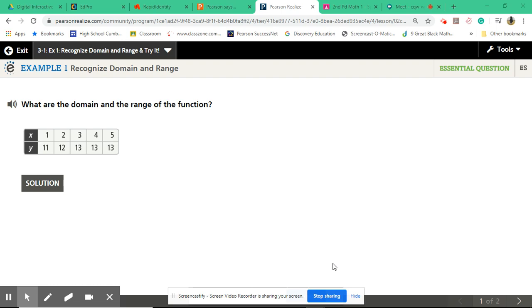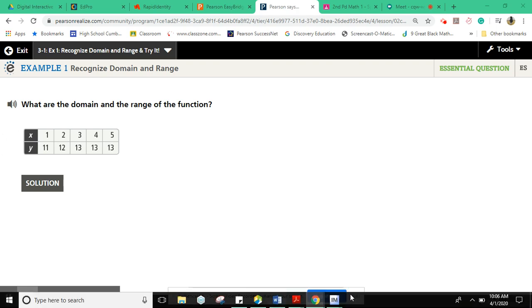So we're going to start off slow with domain and range. I think you guys have heard of domain and range before. Domain is all of your x values, and the range is all of your y values. And so with a function, the x values directly relate to the y values.